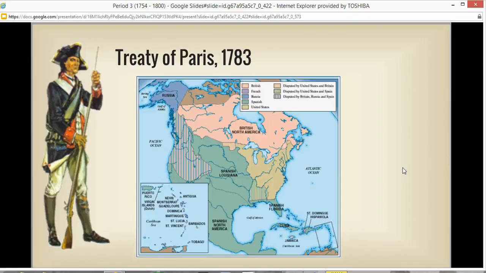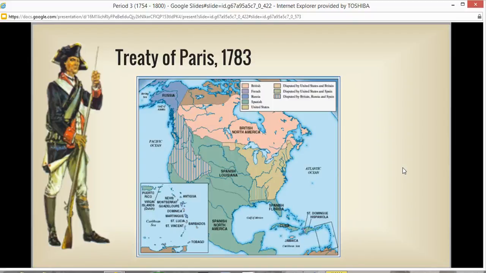Now, there is another Treaty of Paris that is going to end this war, and this time it's the Treaty of Paris in 1783. Our last Treaty of Paris was 1763. That was the treaty that ended the French and Indian War. This is the treaty that ends the American Revolution.